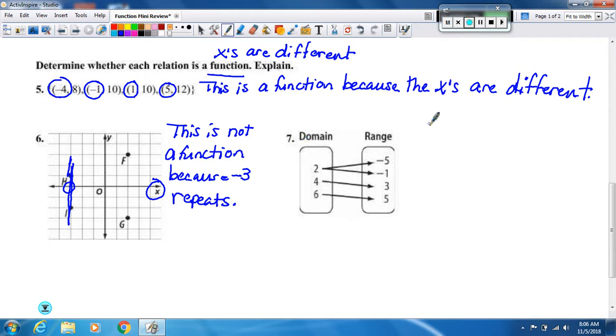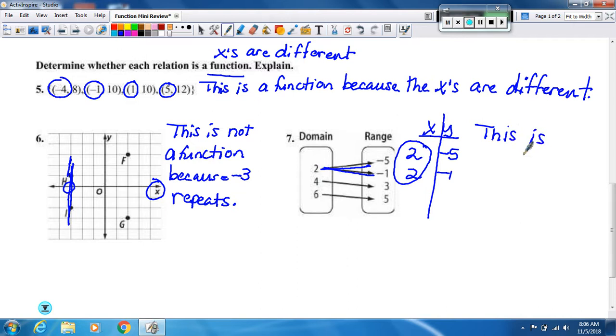Okay, this next one is a mapping, and a mapping you need to put back into an XY table to see what's going on. So 2 is next to -5, and 2 is next to -1. And technically I can stop there because the 2 is repeating right there, and that's not a function. The x values are not allowed to repeat. So this is not a function because 2 repeats.